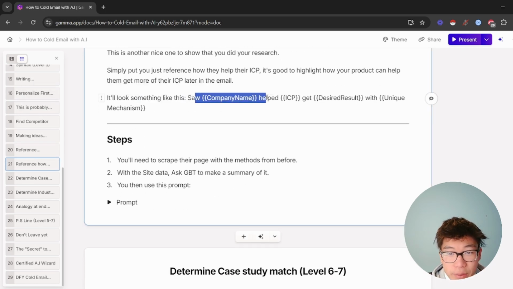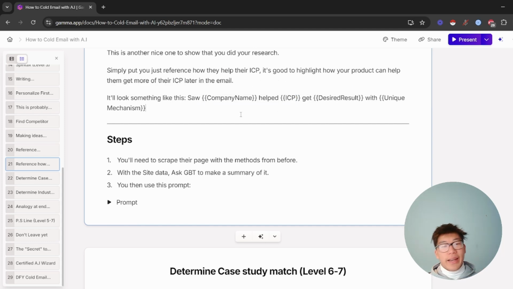Saw [company name] helped [ICP] get [desired results] with [unique mechanism]. The way this will work is: Hi [name], saw [company] helped [ICP] get [desired result] with [unique mechanism]. Just clarify, we can help you find more of this ICP using this exact method. And you write the second half with AI as well. Again, steps are exact same. I'm not going to go through them again.